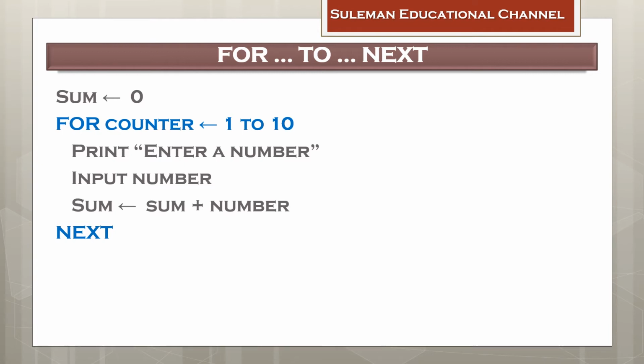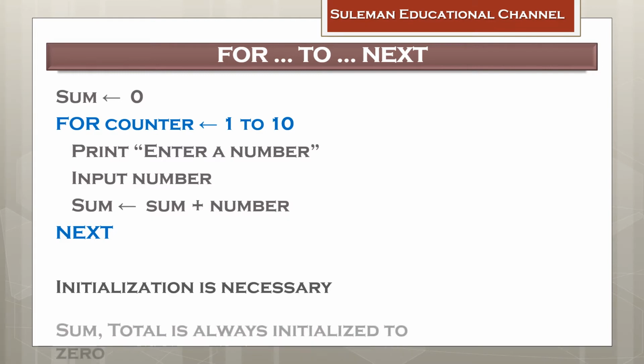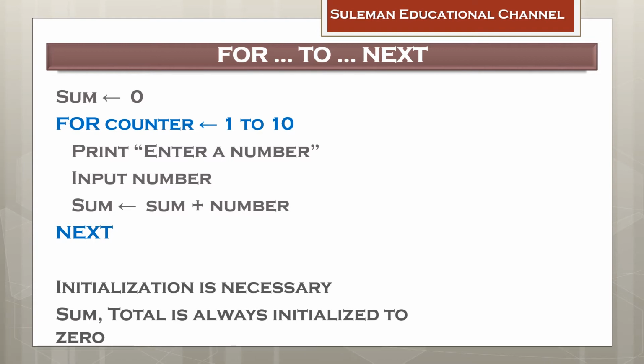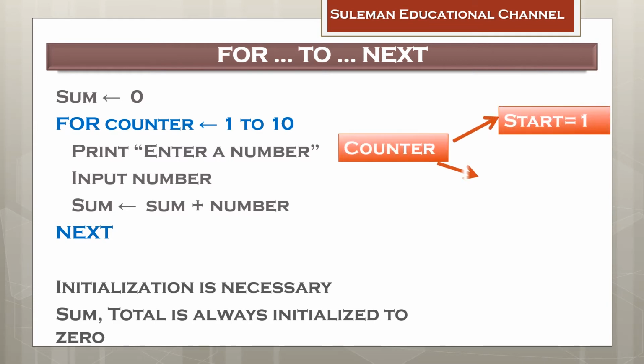The first line, sum assignment operator 0. In this line, sum is a variable and is initialized to 0. Initialization is necessary to give a default value to a variable, so the starting value should be 0 for a variable which calculates the sum. The second line is for counter assignment operator 1 to 10. In this line, for loop is used. Counter is a variable and values start from 1 and go until 10.